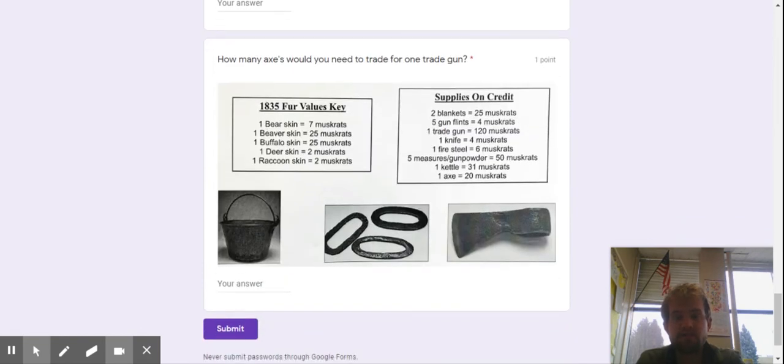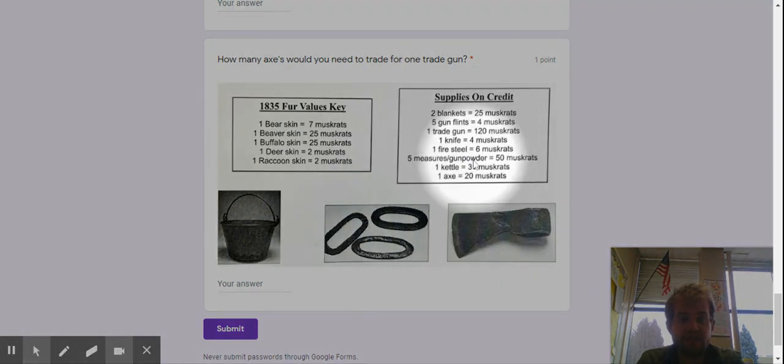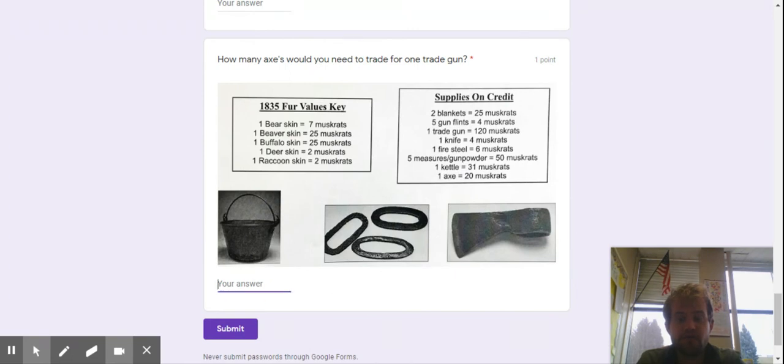How many axes would you need to trade for one trade gun? So, what's the value of an axe compared to a trade gun? Remember, in your answer boxes, you're only putting down a number. When you're done, go ahead and press submit, and it will come through for me.